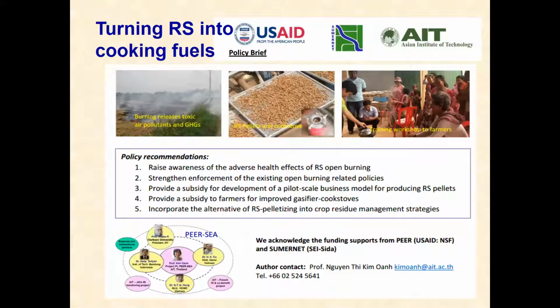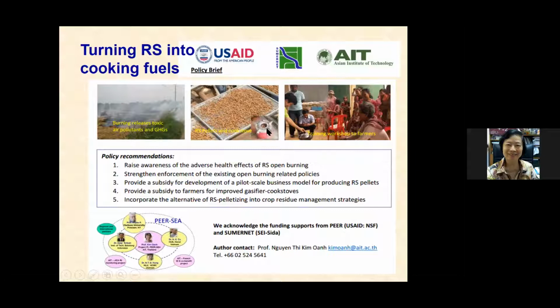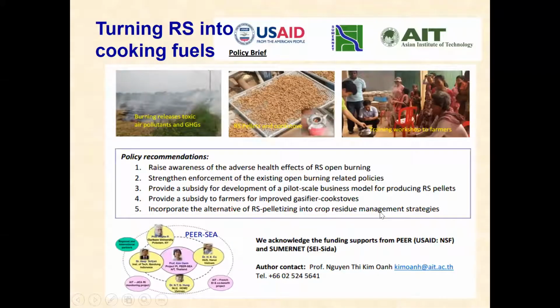So in terms of policy recommendation, this is the output from our project, and we try to produce some policy recommendations: raise awareness of the adverse health effects of rice straw open burning, strengthen enforcement of the existing open burning related policy, provide a subsidy for development of a pilot scale business model for producing dry straw pellets, and provide a subsidy to farmers for improved gasifier cookstoves, because they need to buy this cookstove and it costs them actually $60. But the subsidy is $20. And incorporate the alternate dry straw pelletizing in the crop residue management strategy. So these are the recommendations from our project.